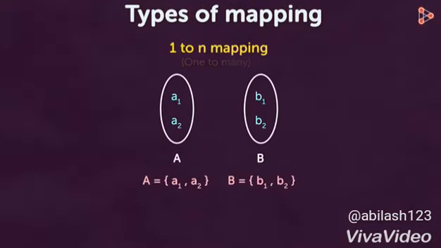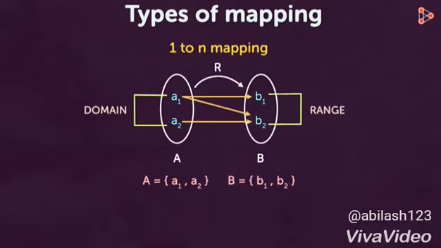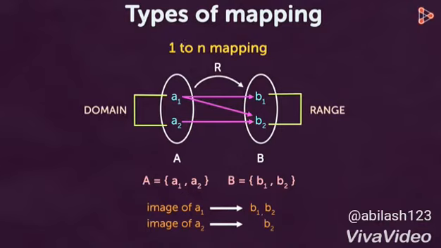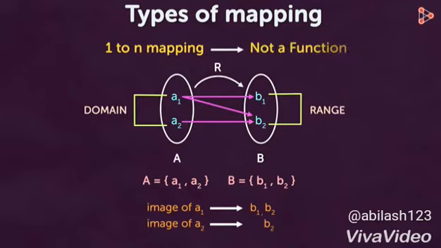Now, when can we say that the relation from set A to set B has a one-to-many mapping? This is when an element in the domain has more than one image in the range. A1 has 2 images B1 and B2 and A2 has an image B2. If the mapping is one-to-many, then the relation is not a function.